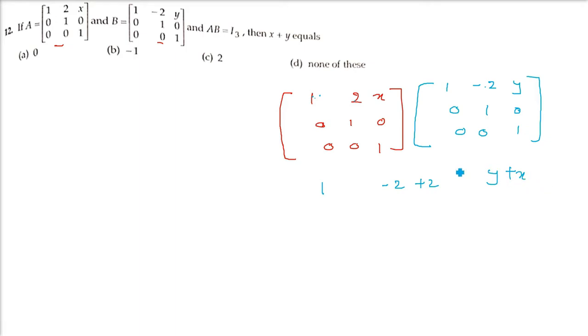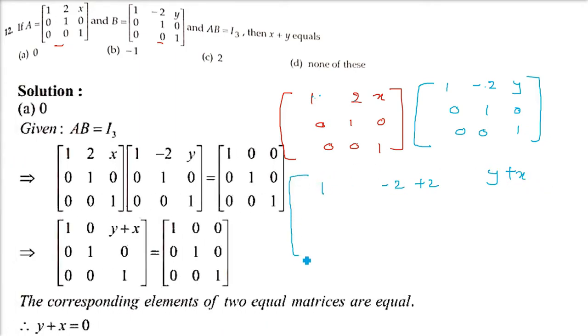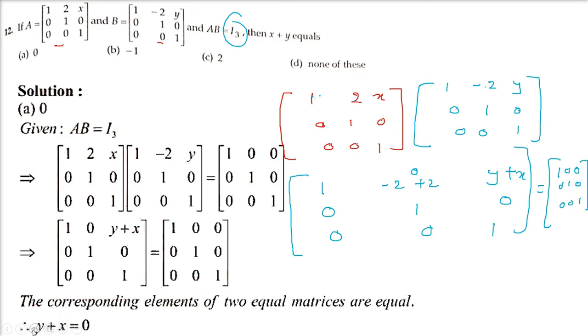Now the lower part, if you see, is exactly like the identity matrix. So you will get exactly similar values, that is 0, 1, 0. I am not doing it, I hope you will be able to do 0, 1, 0. The lower part will be like the identity matrix. And this is equal to I3, that is 1, 0, 0, 0, 1, 0 and 0, 0, 1. Right? So what do you get? If you see, y plus x is equal to 0 in this case. The question is asking about y plus x only, that is x plus y equals 0.